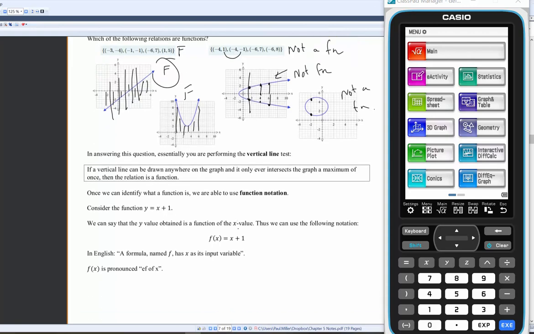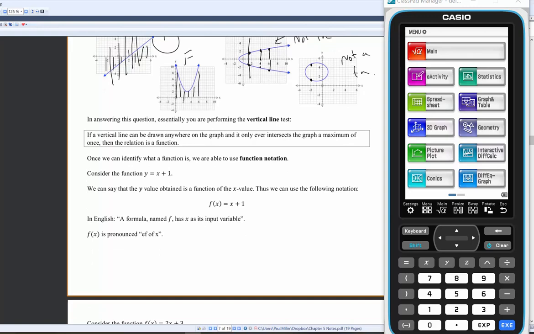Once we know what a function is, we can use function notation. We've been using this heavily, so this should all be revision. We've got a function y equals x plus 1. Remember, we can say that the y value obtained is a function of the x value. So we use this notation. We simply replace y with f of x.